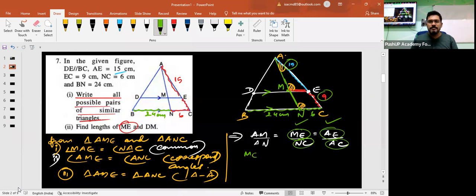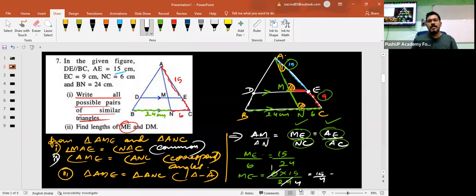So children, ME upon NC, which is 6, is equal to AE 15 divided by AC, which is 24. So ME is equal to 6 into 15 divided by 24. So 6 ones are 6 and 6 fours are 24. 15 by 4 is equal to how much? 3.75 centimeters. Over.